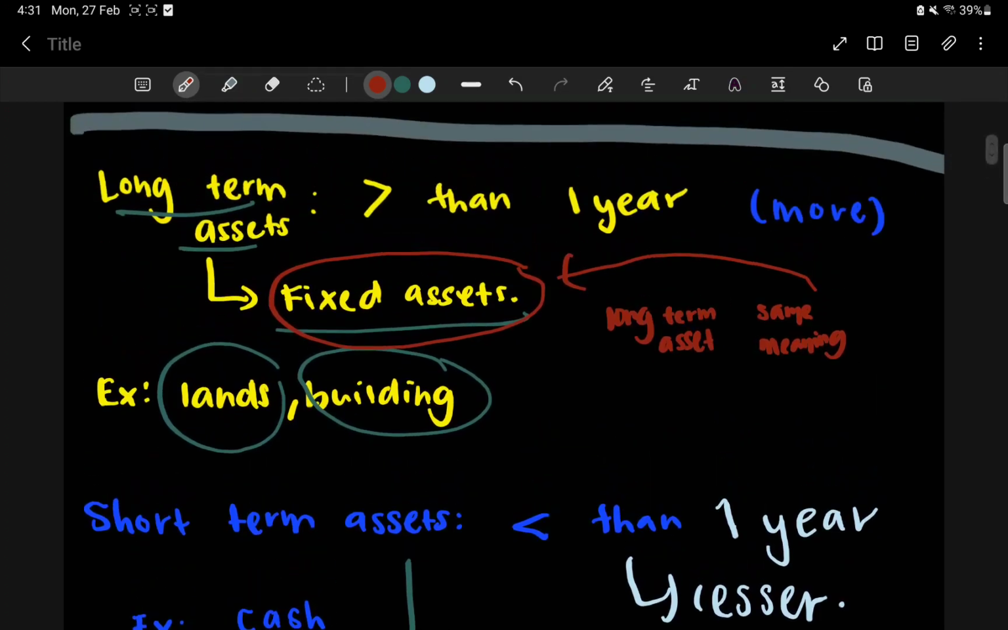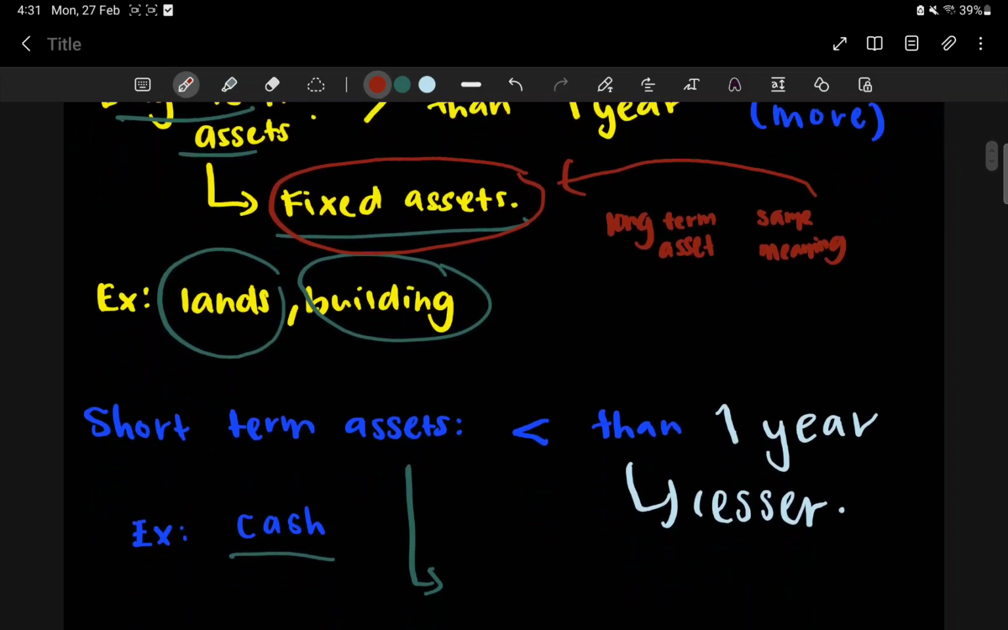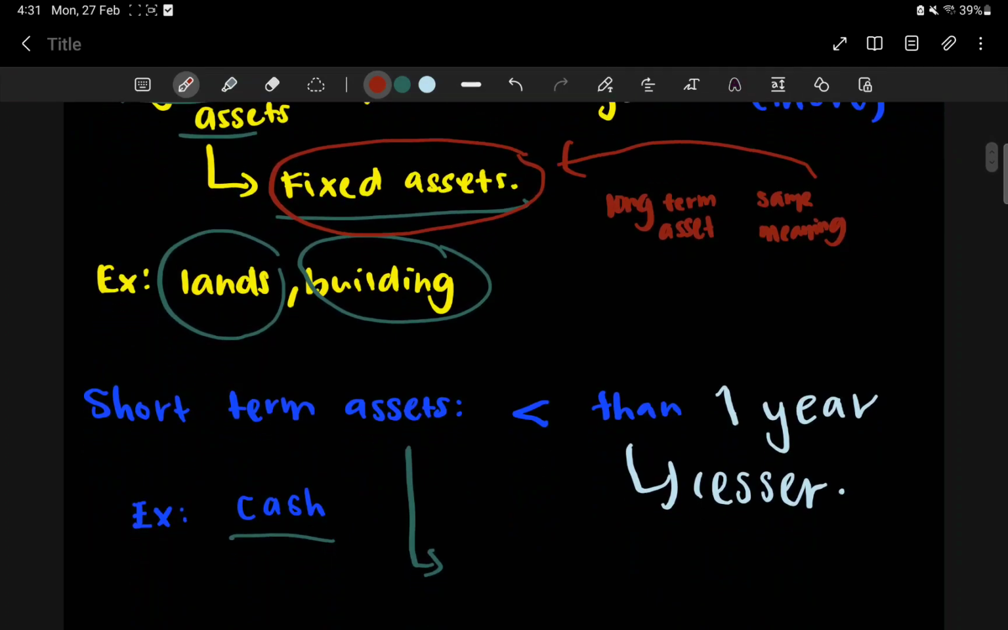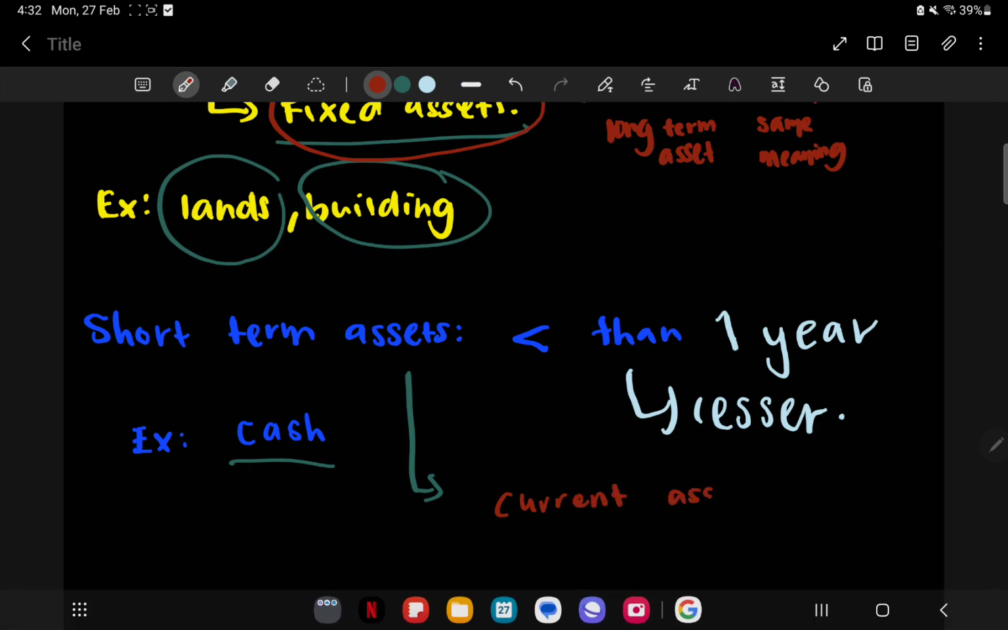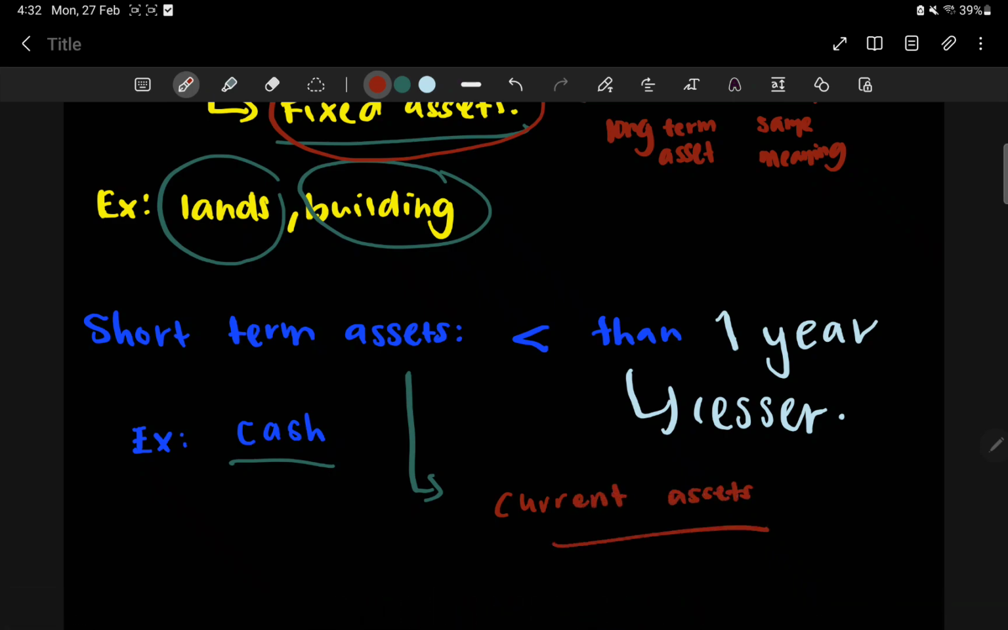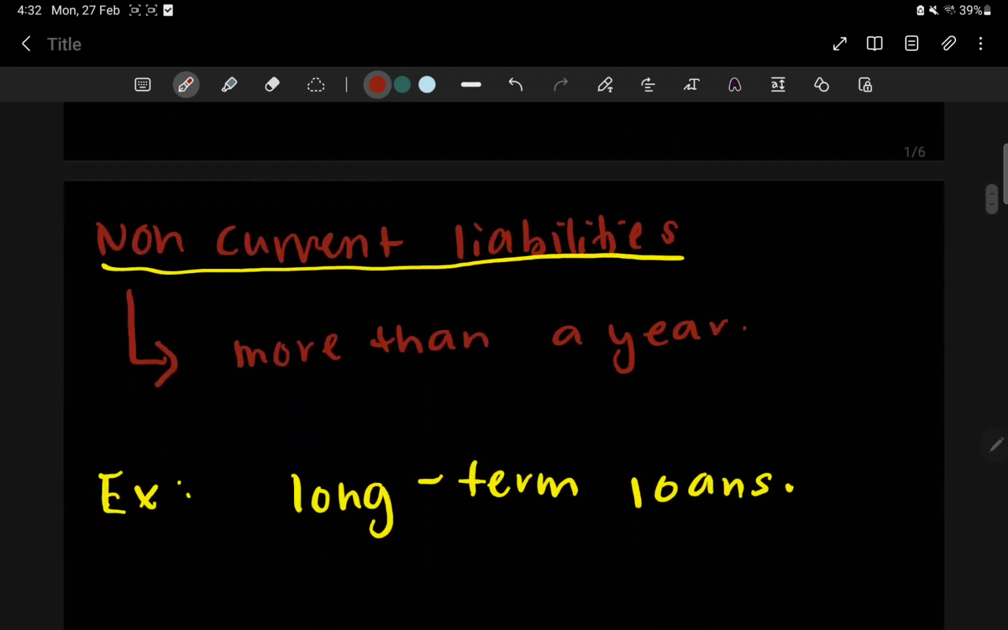Now, long-term asset is longer than a year, right? So, short-term asset would be lesser than a year. Do you know what is another term for short-term asset? It is current asset. It is actually the same meaning as the short-term asset. The example would be cash. Okay, these all are assets.